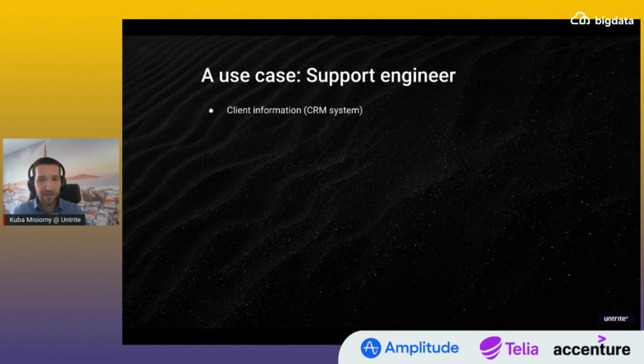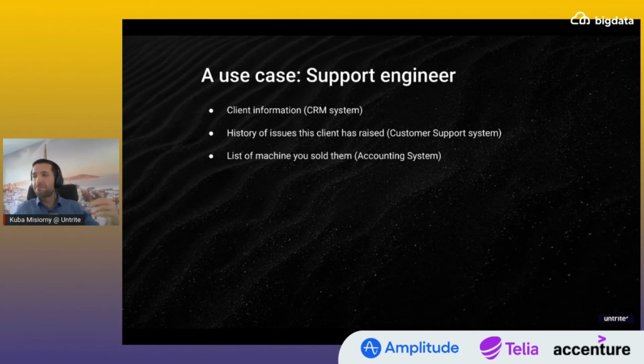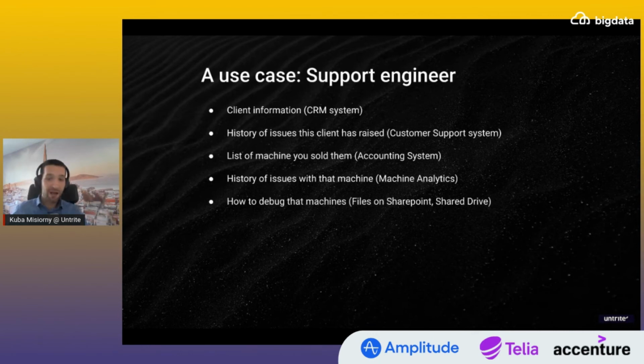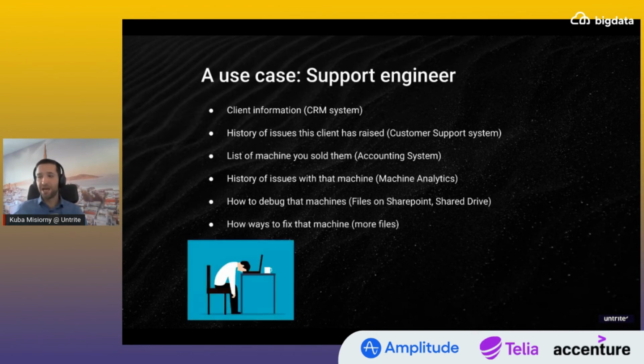You'll need this client information, you need some history of the issues this client has raised, maybe a list of machines that you sold them, a history of the issues with that machine, and the ways to debug it, and the ways to fix it, right? And all of those files, all this information lives in a different system. You have customer support system, accounting, CRMs, ERPs, a big chaos of a lot of information.